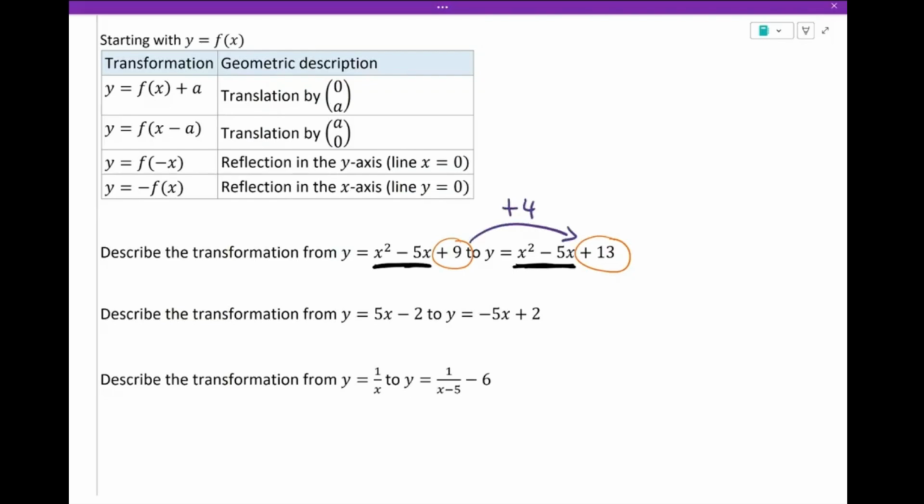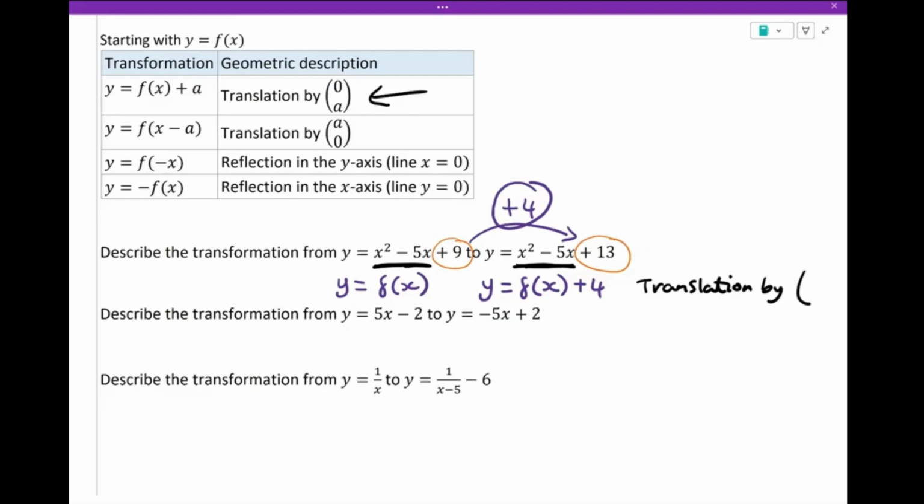So if I was to write this in terms of function notation, our original equation could be y equals f of x. And then our equation after the transformation would be y equals f of x, but we've added on 4 to the function. Okay, so I'm going to write a plus 4. And now we can write out our transformation. When we're adding onto the function outside the brackets here, that is going to be our top transformation. It is going to be a translation by, and our vector is going to be 0 for the horizontal component, and then we would write the plus 4 for the vertical component like that. So that would be my final answer.